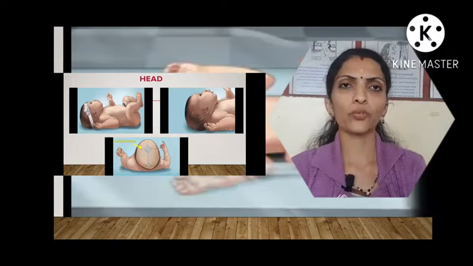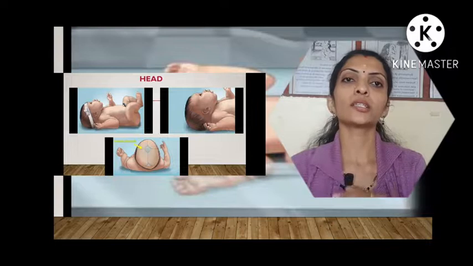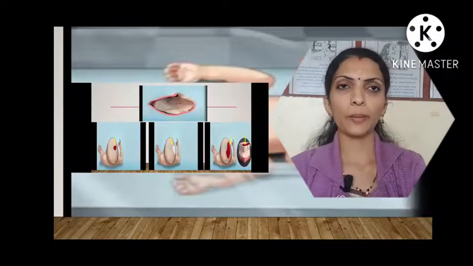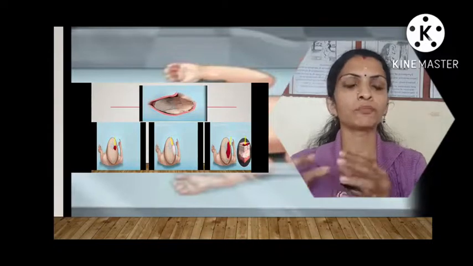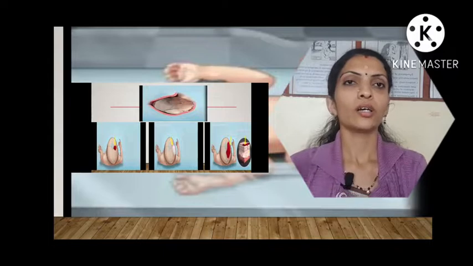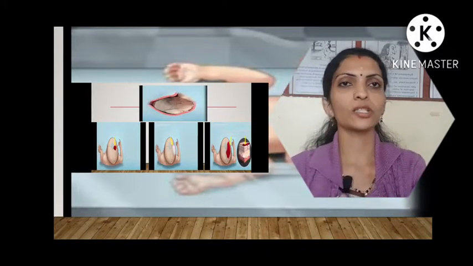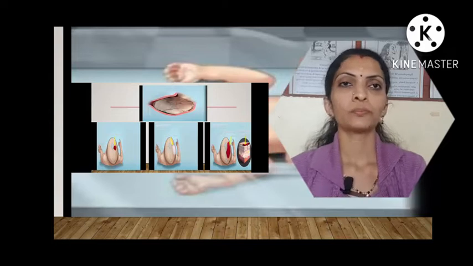Then the next point in the head is the cephalic hematoma, caput succedaneum and subgaleal hemorrhage. These are the basic complications of the head at the time of birth, and we will go through the explanation of these in the next video.